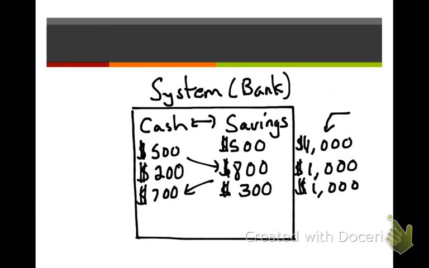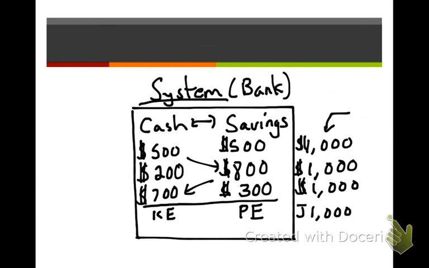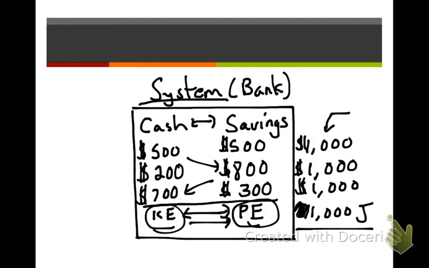Well, the exact same thing is going to happen with our system for energy. Remember, we liken cash to kinetic energy and savings to potential energy. It's going to be the exact same thing. And so instead of having $1,000 in my system, we're now going to have 1,000 joules. So I'll get rid of that here. And so the kinetic energy and potential energy could just have different numbers. We could have potential energy that transforms into kinetic energy that transforms into potential energy, but the energy of the system is going to stay the same. Energy cannot be created nor destroyed.